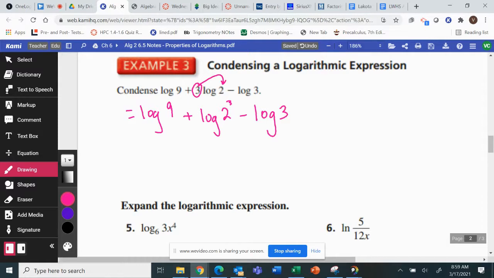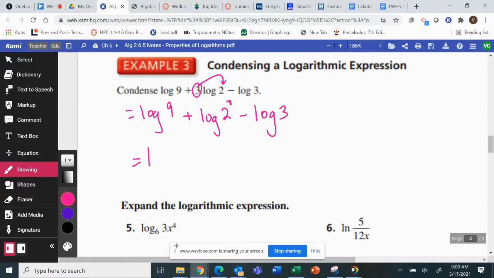The next thing I look for, adding, subtracting. Do we have any that are adding? Do we have some plus signs? Yes. Do we have any subtraction signs? What do we do if it's adding? What's the property say to do if it's adding? Multiply. What's it say to do if it's subtraction? Divide.